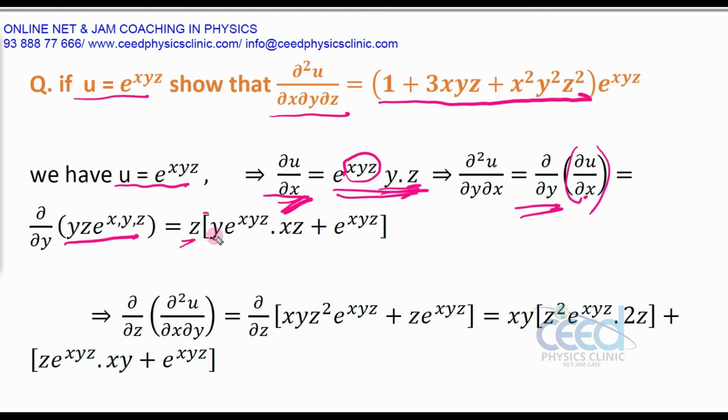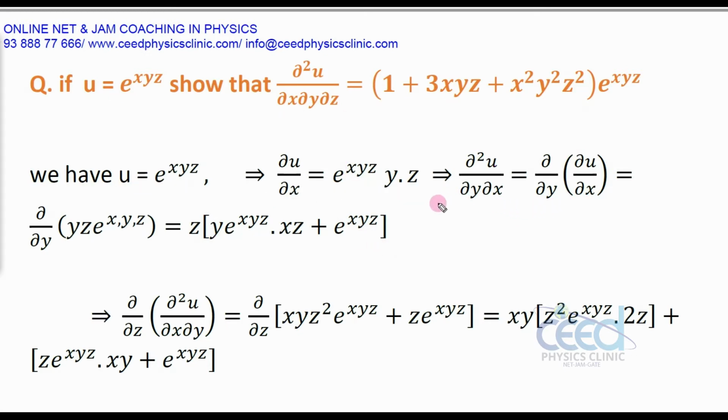So first function into differential of second, that is e raised to xyz, and I have to do xyz with respect to y, that is xz, plus e raised to xyz, that is second function into differential of first with respect to y, that is 1. Okay, so we got the value of dou square u divided by dou y dou x. Now I can differentiate this result with respect to z, right? Then I will get dou cube u divided by dou y dou x dou z, right?